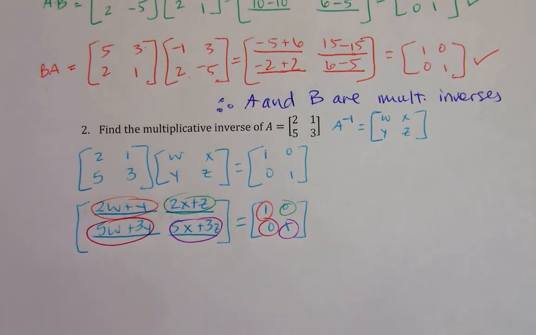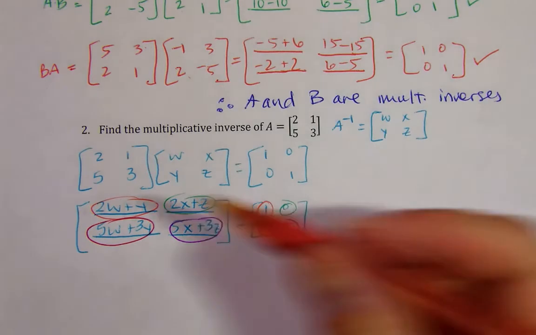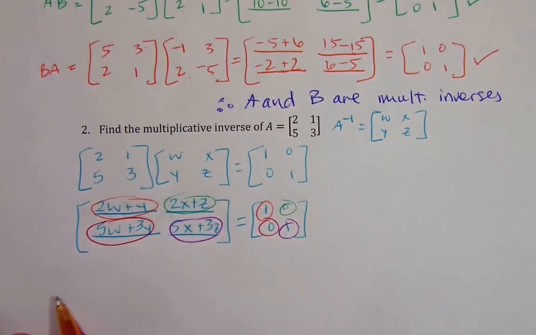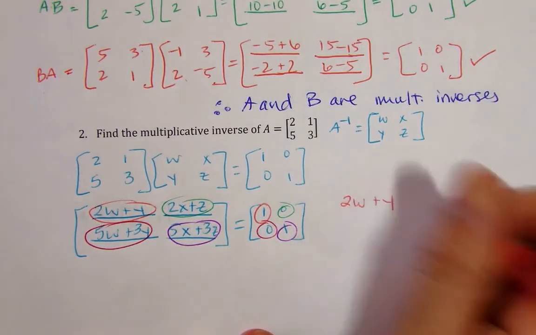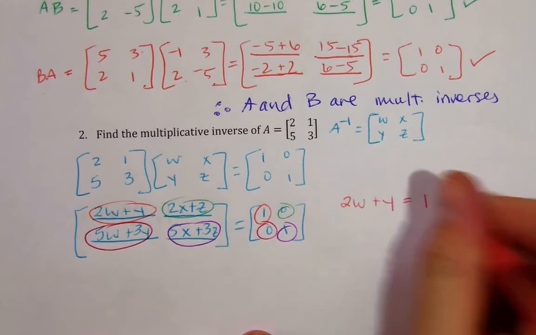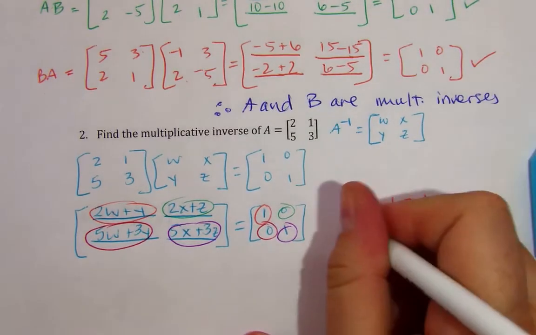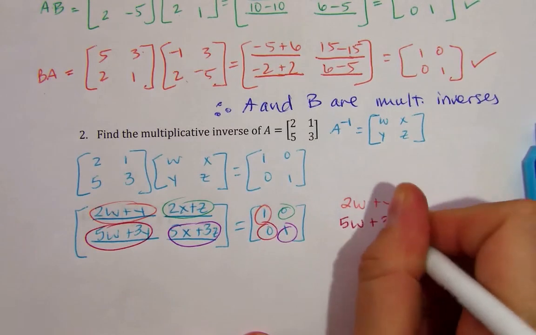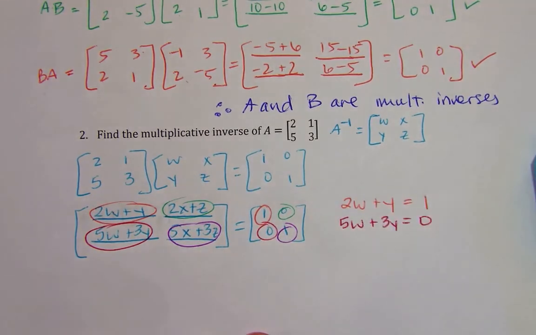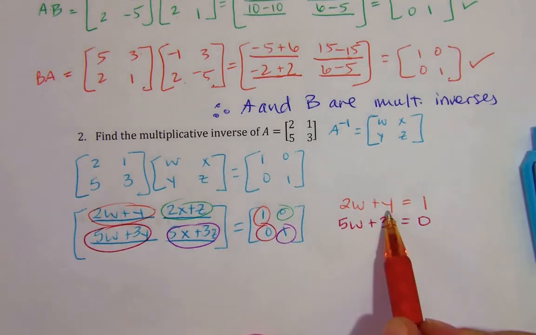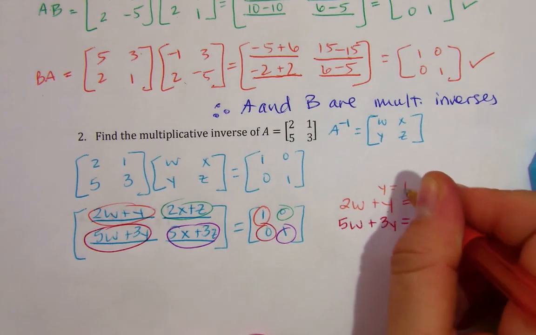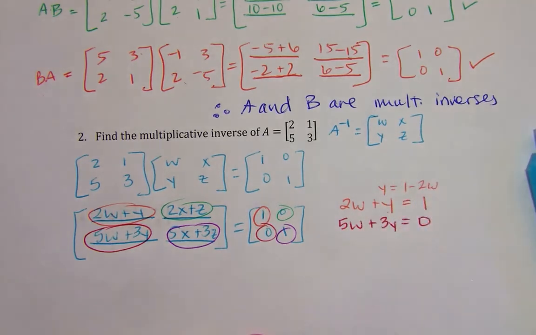Now when I set up these equations, I want to think about the variables. So looking back, thinking about what we were doing in Chapter 7, I want to combine these two equations because they both have w's and both have y's. So I have 2w plus y equals 1, and I have 5w plus 3y equals 0. Okay. Now looking at these two equations, I think it's easier to use substitution. So y is equal to 1 minus 2w, and then we'll plug that in here.